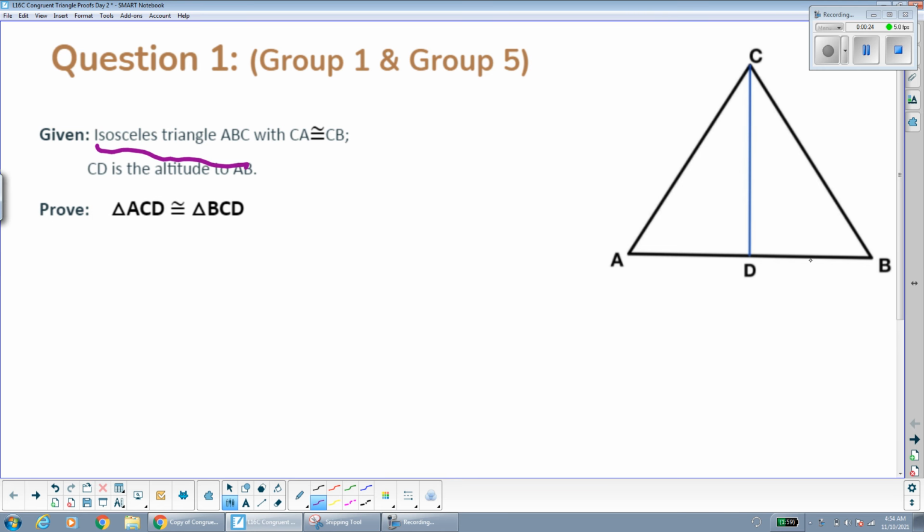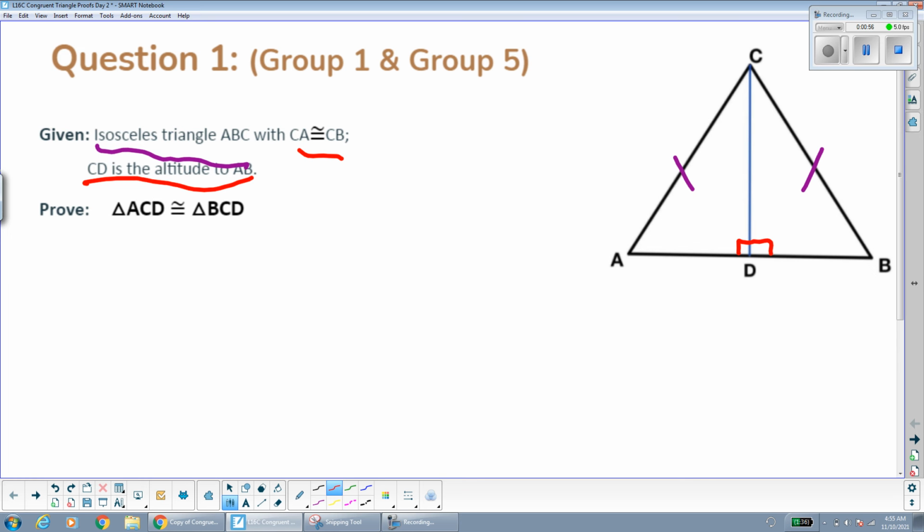So the whole triangle is isosceles, so I know it has two congruent sides. They also tell me that CA is congruent to CB. Oh, I already put that in. And that CD is the altitude to AB. If CD is the altitude to AB, that means it's perpendicular to AB, which means it forms right angles.